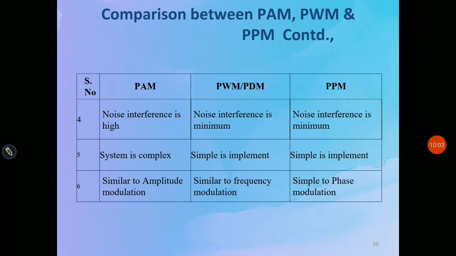Fourth point, noise interference is high in case of PAM, and in case of PWM and PPM, noise interference is very less, that is, very minimum. In the fifth point, in PAM the modulation and demodulation system is very complex, and in case of PWM and PPM, it is very simple.